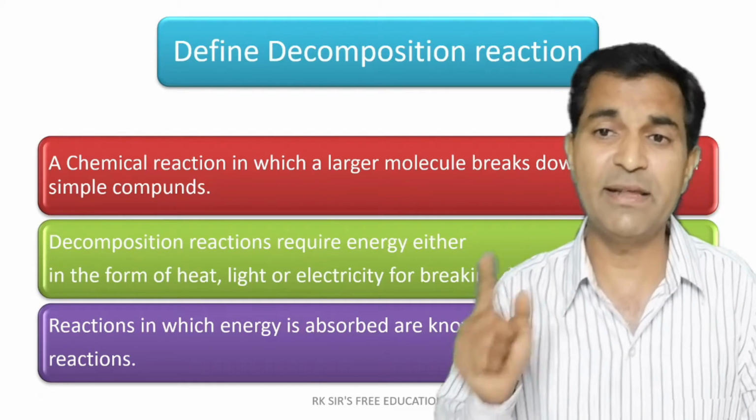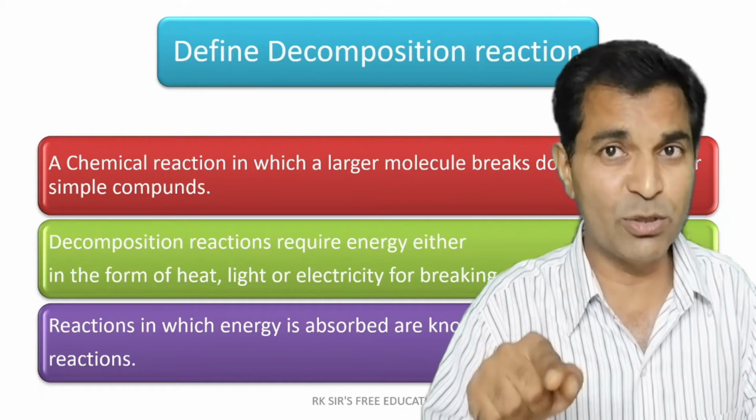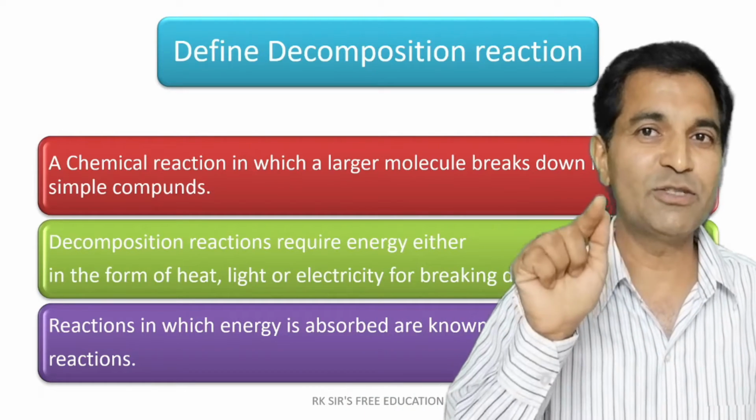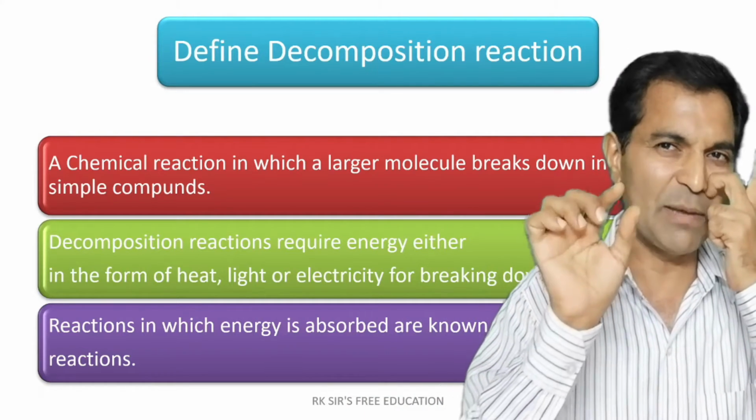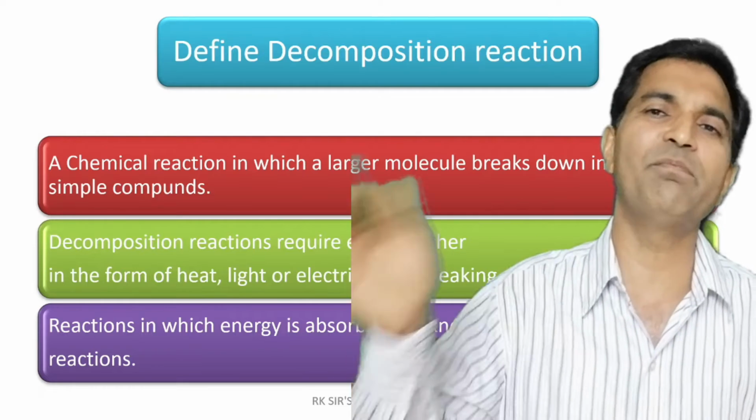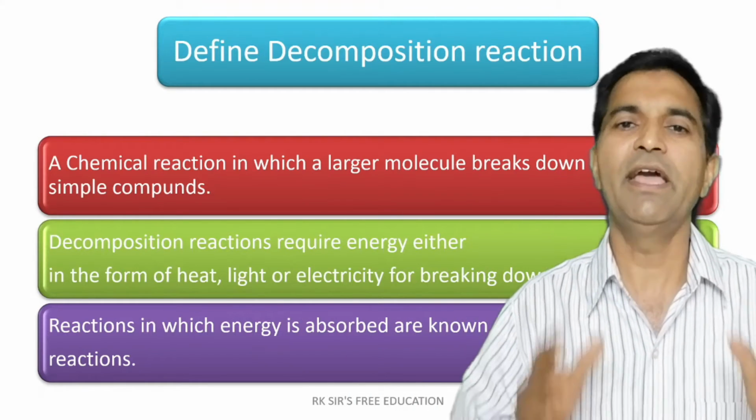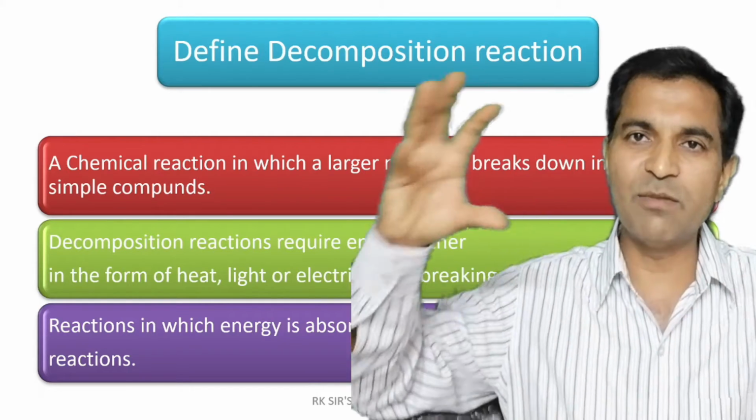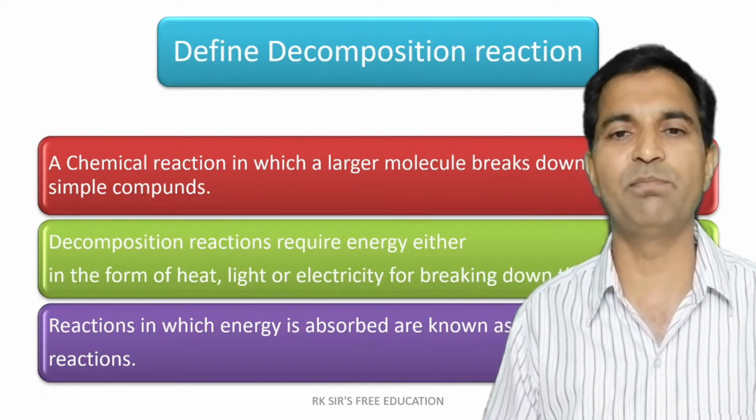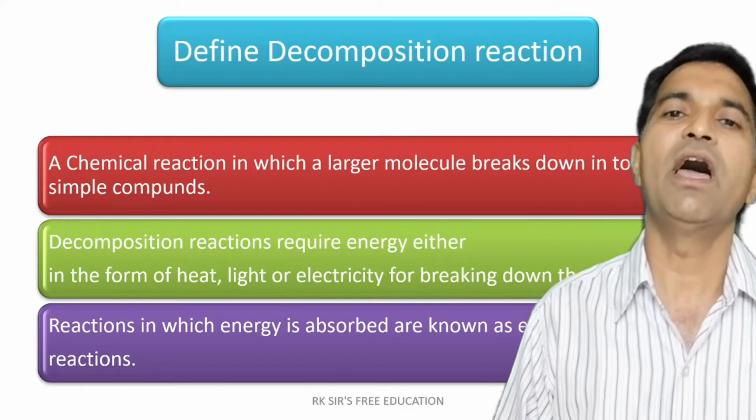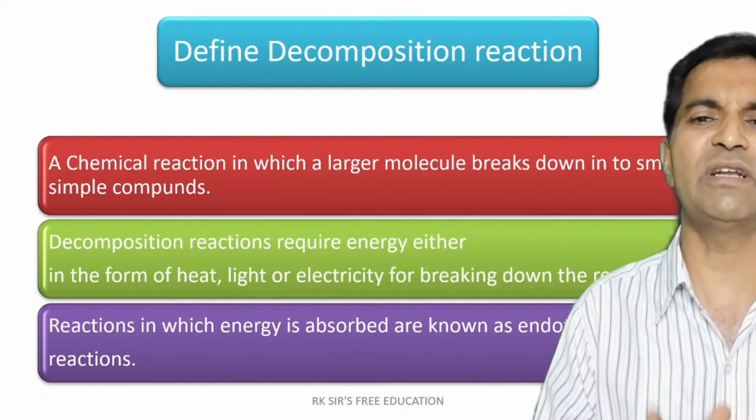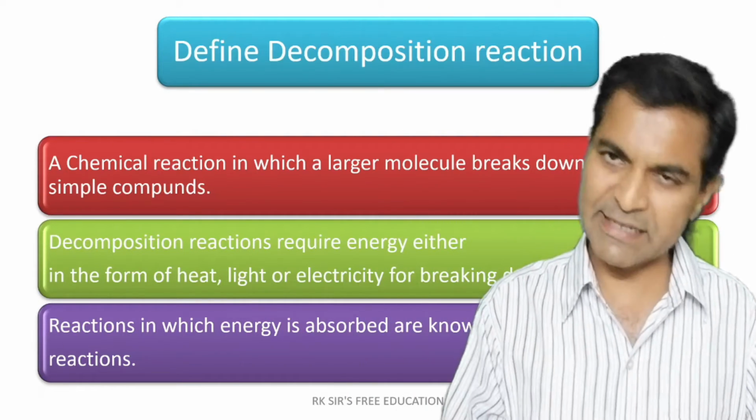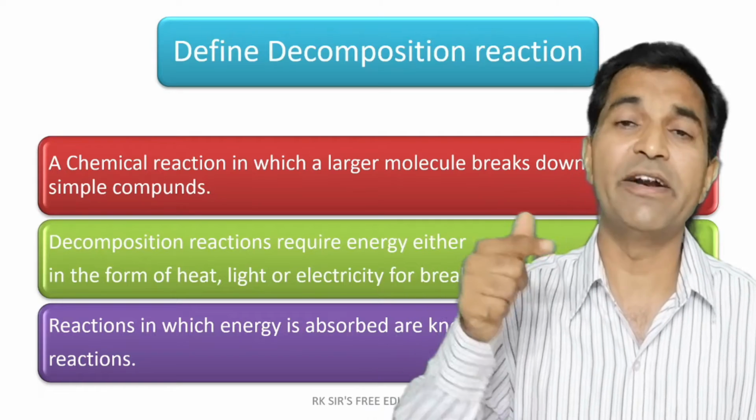Reactions in which energy is absorbed are known as endothermic, and reactions in which energy is liberated are known as exothermic reactions. These two types of reactions you will have to remember. Anyway, let us come back to the main point, decomposition reaction. It is a chemical reaction in which larger molecules are broken down into smaller, simpler molecules. Decomposition requires energy either in the form of heat, light, or electricity for breaking down the reactants.